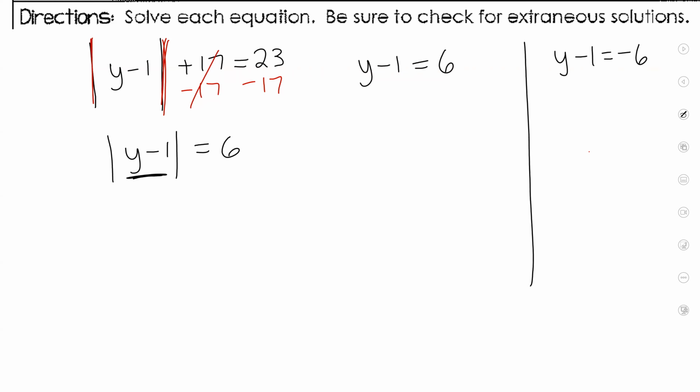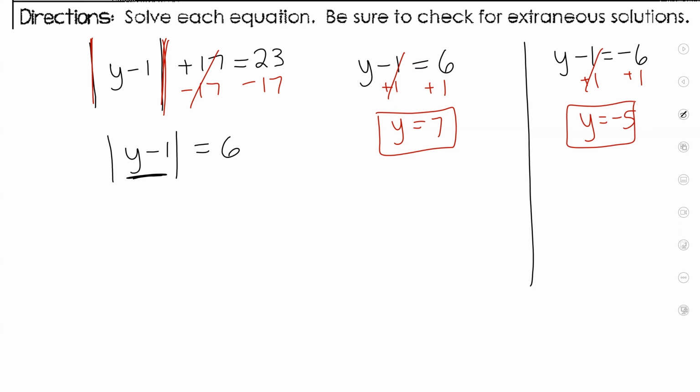Just like there's 2 numbers for absolute values, there's going to be 2 cases. And then we're going to solve. I'm going to add 1, and I get 7. So my first answer is y equals 7. And for my next answer, add 1, I get y equals -5. Those are my two answers.